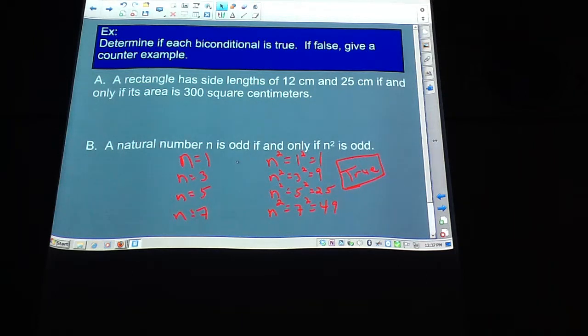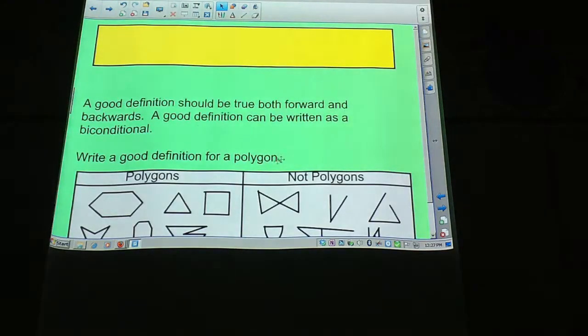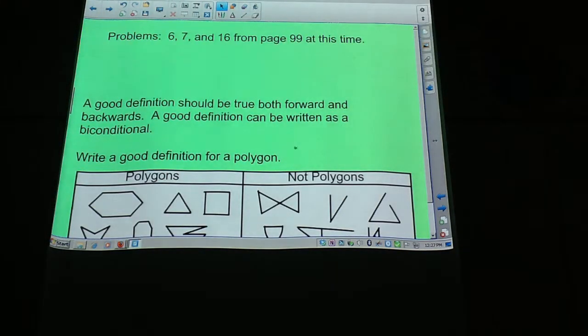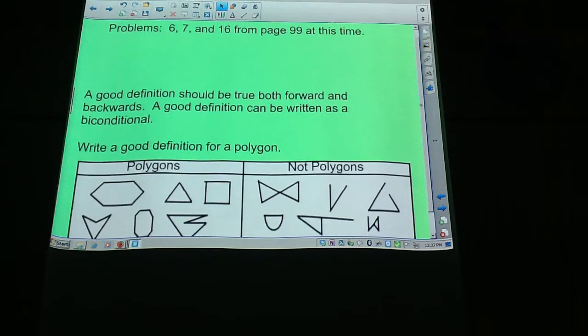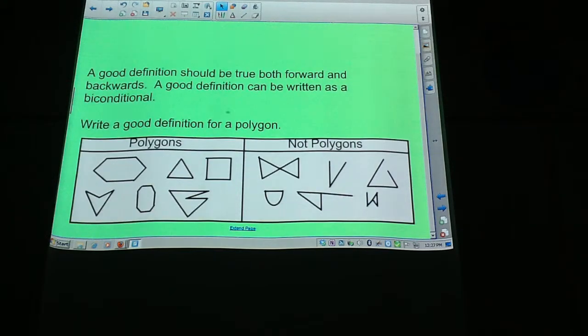If I could find one specific case, that would be a counterexample, which would prove the biconditional false. Alright, regular class would be doing those right now. We're going to keep moving on to good definitions. At the beginning of the lesson we said a good definition should be true both forward and backwards. A good definition can be written as a biconditional.